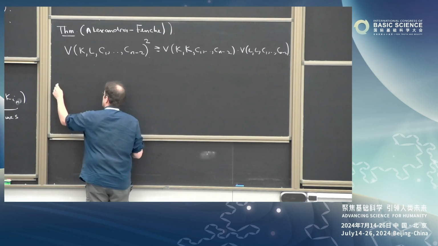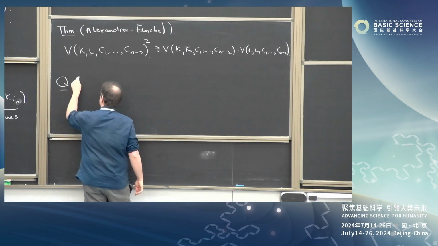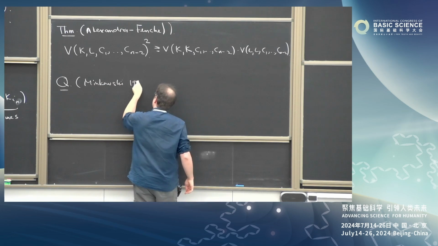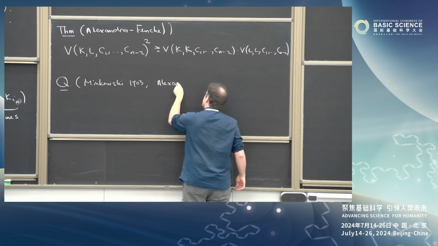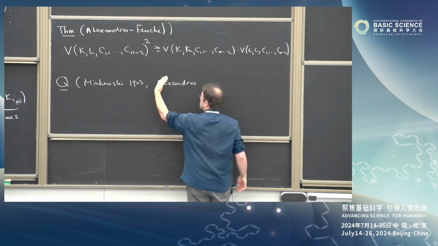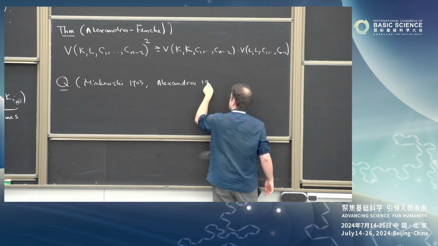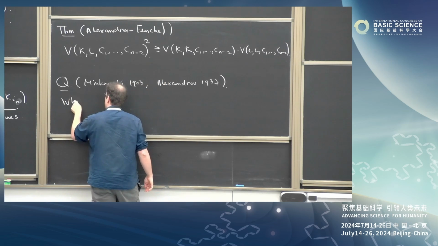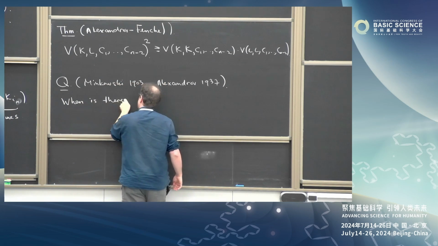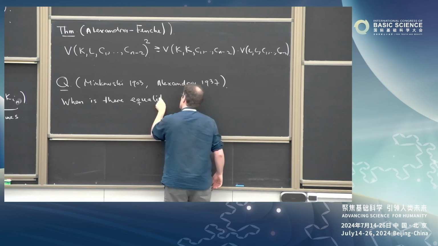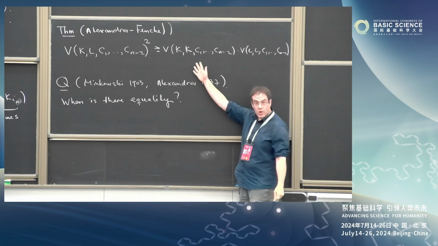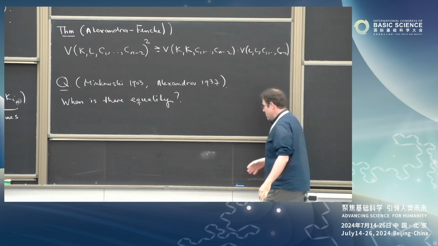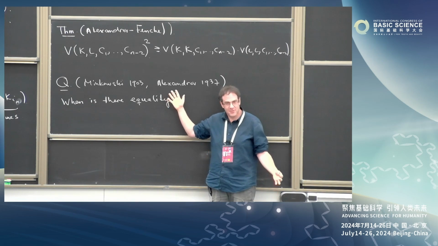And now the basic question that I'm going to talk about, and this question already dates back to Minkowski in 1903, and Alexandrov, appears in the original papers on this topic, which is, this is an inequality. When is there equality? When is there equality in this inequality? That's the question. Now, remarkably, at this level of generality, this question is open to this day.